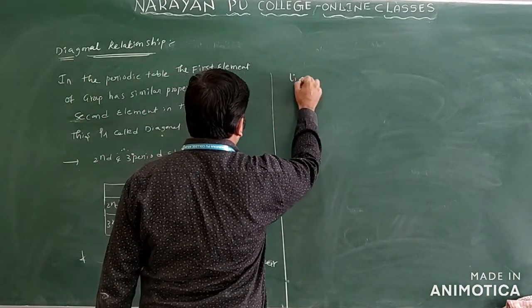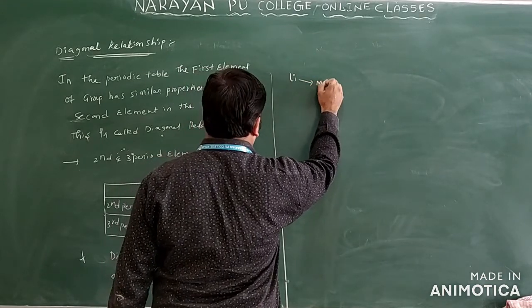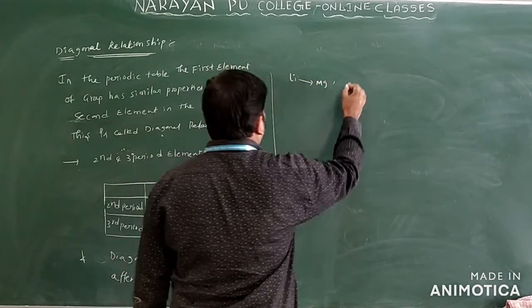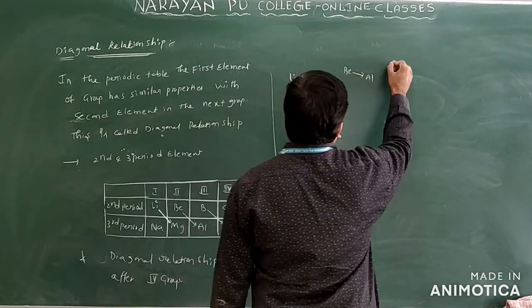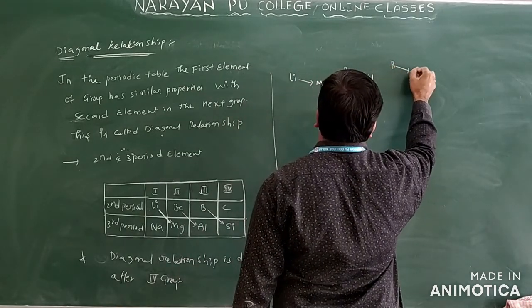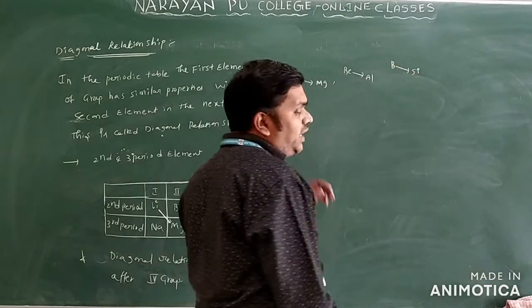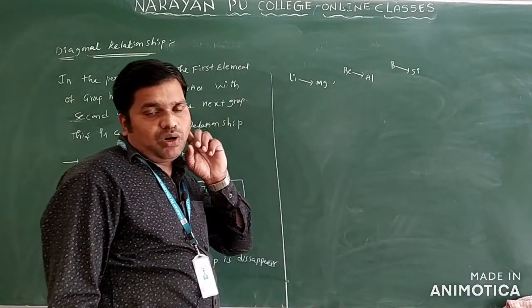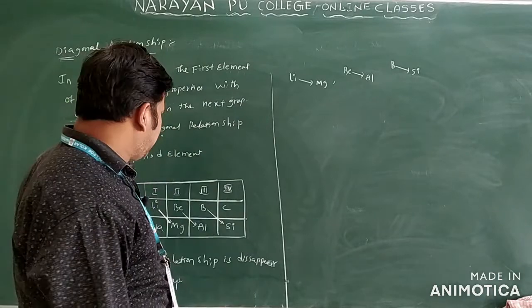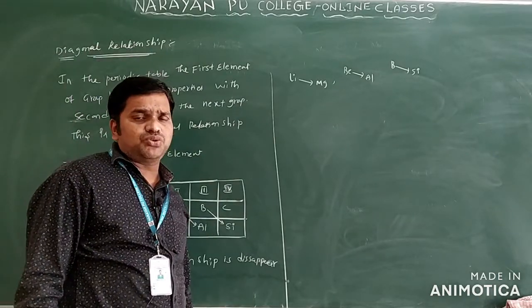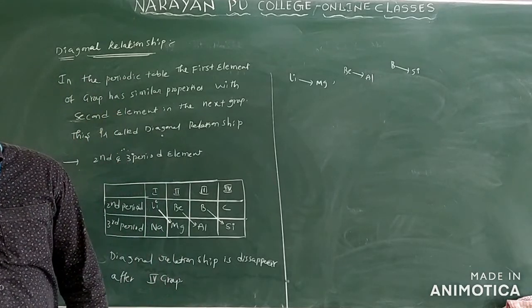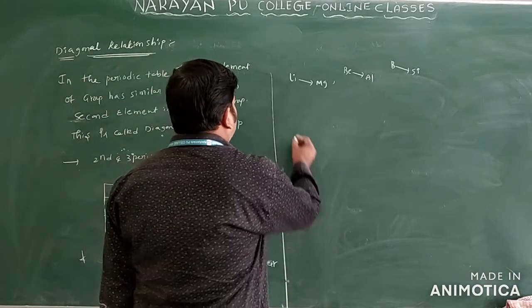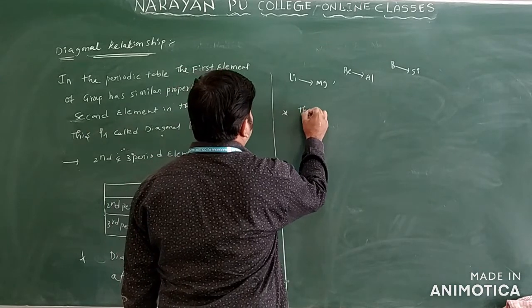Lithium is diagonally related to what? Magnesium. And beryllium is diagonally related to what? Aluminium. Boron is diagonally related to what? Silicon only. Okay, why do these elements have similar properties? You can say the diagonal relationship is mainly due to the following reasons only.